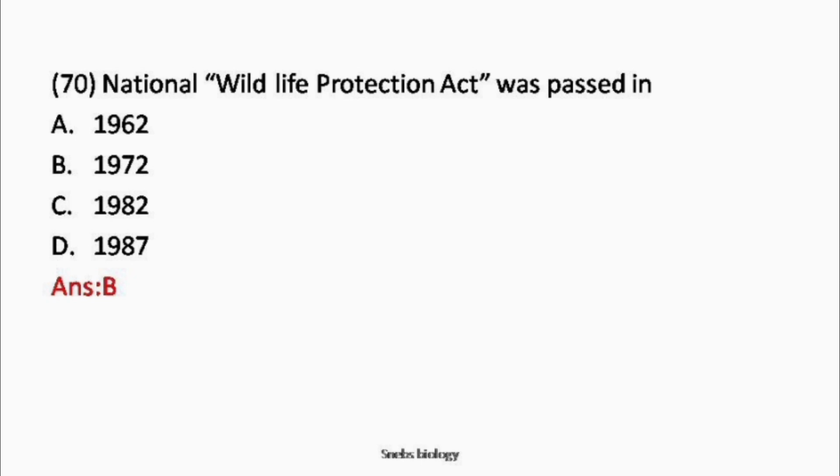National Wildlife Protection Act was passed in option A 1962, option B 1972, option C 1982 and option D 1987. So the correct answer is option B, 1972. So the Wildlife Protection Act 1972 is an act of Parliament of India enacted for protection of wild animals, birds and plants.